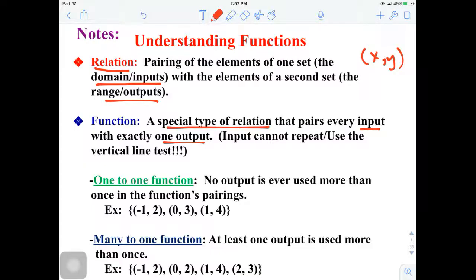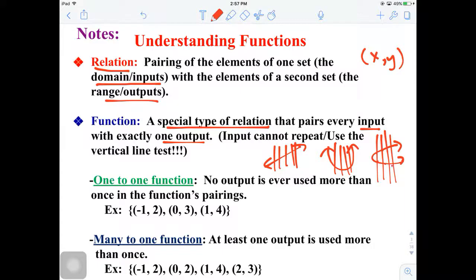And you can use things like the vertical line test. If you use the vertical line test and you only hit one point at a time, that would be a function. Such as this, which is also a function. But if you look at this, it is not a function because it's hitting more than one place, in multiple places.